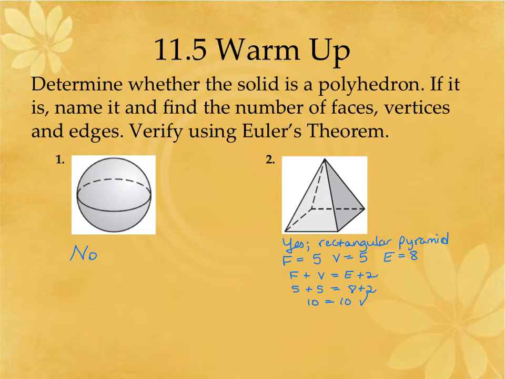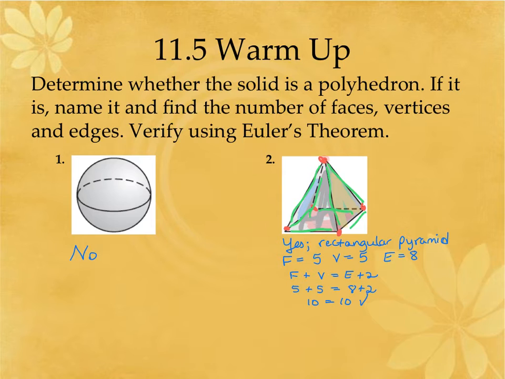It's got 5 faces. So this would be a face, which is the bottom, the base. Then it's got the lateral faces, so it's got a triangle here. It's got one here in the back. It's got one here on the side. And then it has the one in the front. So it's got 5 faces. It's got 5 vertices. There's a vertex here, here, here, here, and here. And then it's got 8 edges. So these would be the edges coming down and then across the bottom. And there's 8 of them.